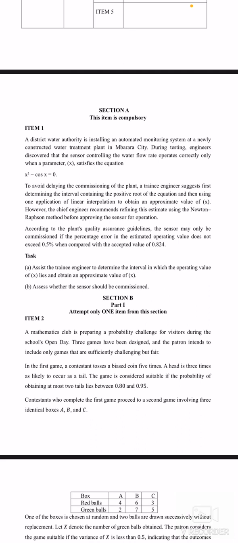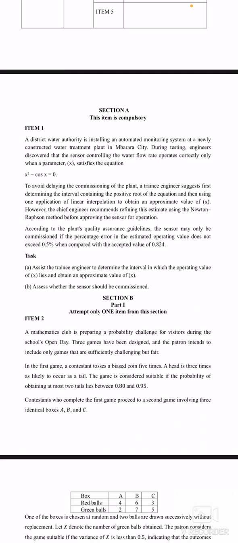That is good. The task says: A, assist the trainee engineer to determine the interval in which the operating value of x lies and obtain an approximated value of x. B, assess whether the sensor should be commissioned. That is good. Now, when you look at the item, problem 1 says the sensor works when x squared minus cos x equals 0.